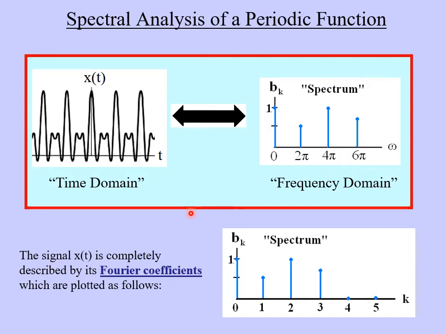So, again, our idea here is that the signal x of t is completely described by its Fourier coefficients, and we can plot them as follows. In this chapter, we're going to basically plot these coefficients in terms of k. So remember, for the first component here, b sub k was 1, and then it was 1/2, and then it was 1, and then it was 2/3. But remember, these k values just correspond to the multiple of the fundamental frequency. So, when k is equal to 1, we have 2 pi. When k is equal to 2, that corresponds to 4 pi. And when k is 3, that corresponds to a frequency of 6 pi radians per second.